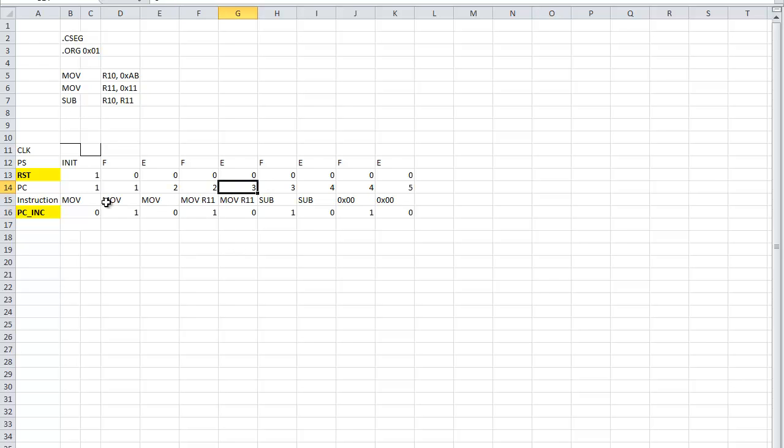Also, when you are getting the instruction, it depends upon the current value of the PC, so the value just before the clock edge. So this move is dependent upon this address 1, this move is dependent upon that address 1, this move is dependent upon address 2, etc., etc. So you always have to see what's going on in the previous state to see how it's going to alter the next state.